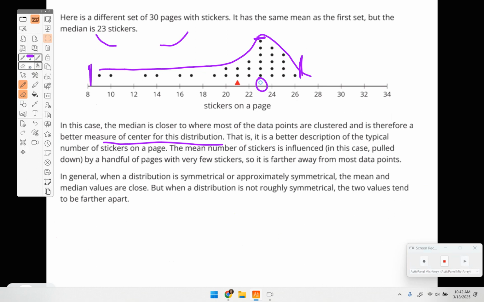It's easier for me. So, in general, when a distribution is symmetrical, meaning same on both sides, then the mean and the median values are close. But if it's not roughly symmetrical, then the values seem to be a little bit further apart. Clear as mud? Awesome.